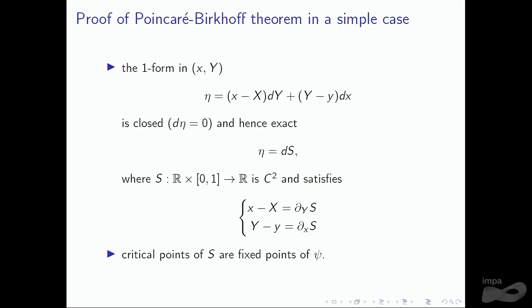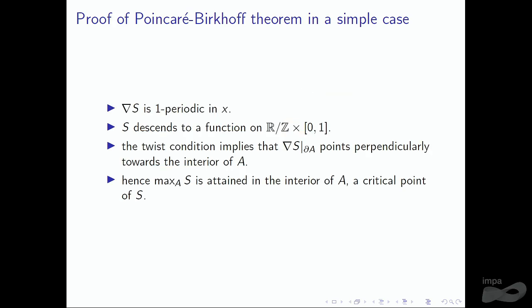this means that the function s descends to a function on the annulus, because it's one periodic. It descends to a function on the annulus. And now we are in a compact space. We can argue easier to obtain the critical point. And this is done as follows.